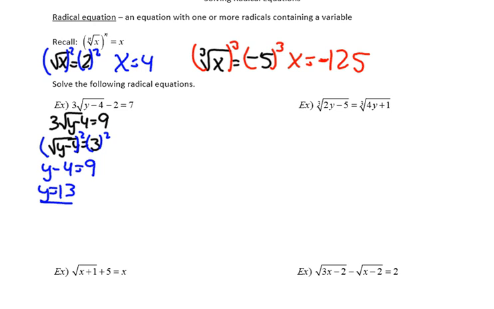Now, let's go back and plug that into the original. So 13 minus 4 is 9. Square root of 9 is 3. Times 3 is 9. Minus 2 does equal 7. So y equal to 13 is a solution.